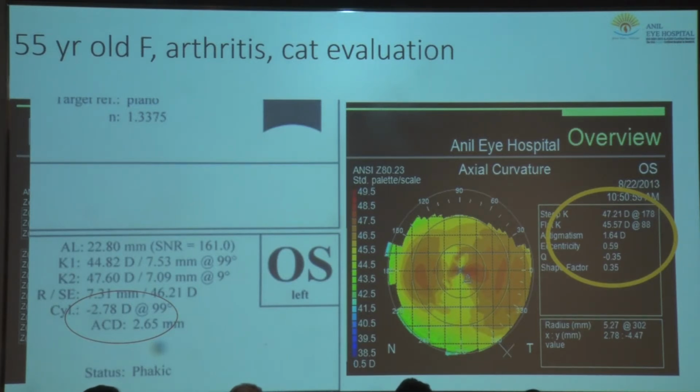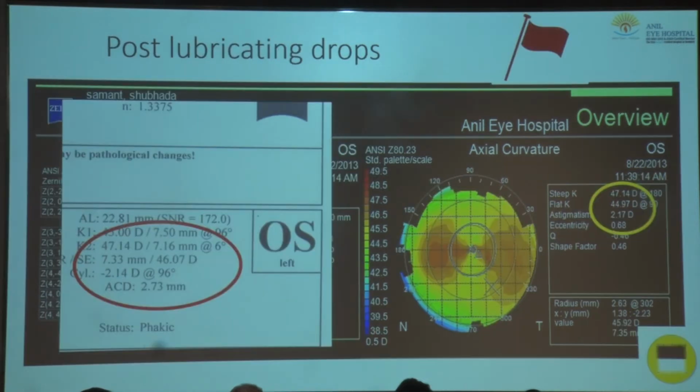The patient complained of arthritis, so definitely this shows a poor ocular surface. We put a lubricating drop, and after some time when we repeated the biometry and the topography, you can see now they are correlating. It was 2.14 at 96 degrees on the IOL Master and 2.17 on the topography. So this is extremely important.